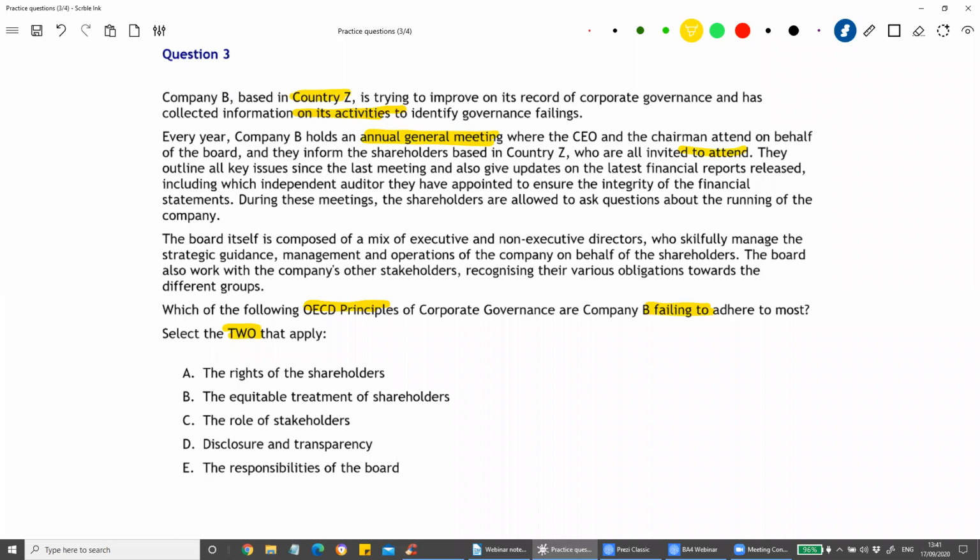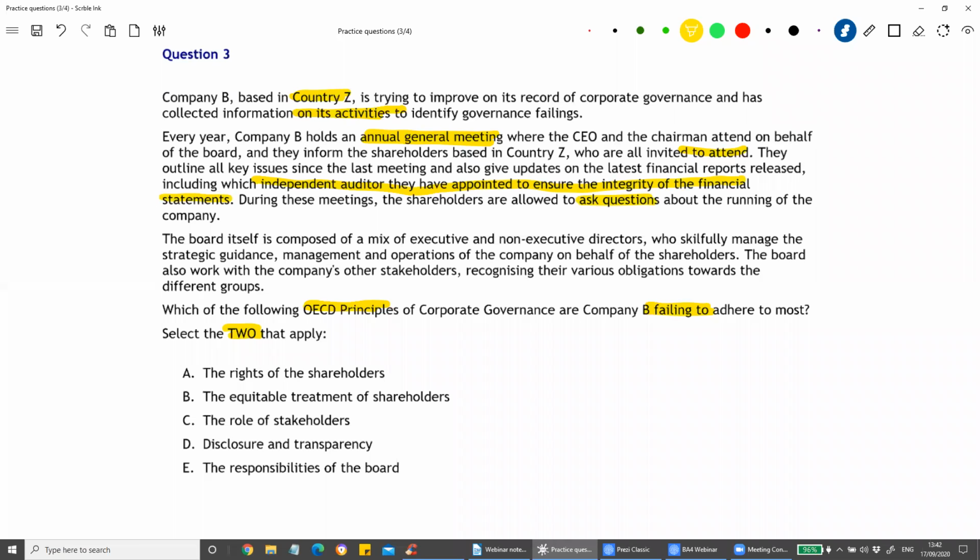They outline all key issues since the last meeting and also give updates on the latest financial reports released, including which independent auditor they have appointed to ensure the integrity of the financial statements. Well, at the moment, it sounds to me like they're doing everything right. I don't know about you. During these meetings, the shareholders are allowed to ask questions, fantastic, about the running of the company, okay? So the shareholders are asking questions just like we spoke about, okay?